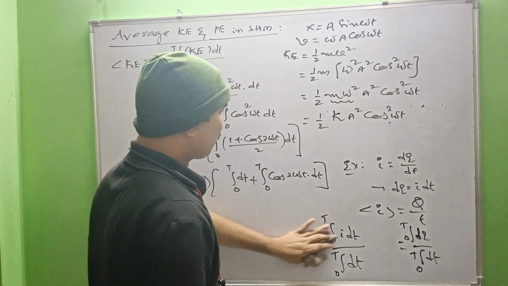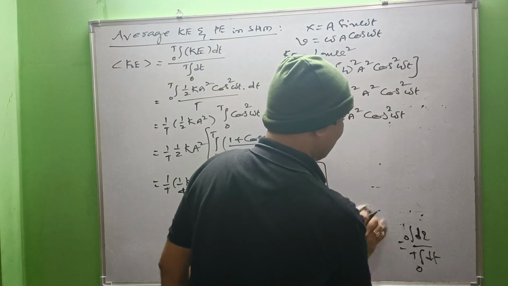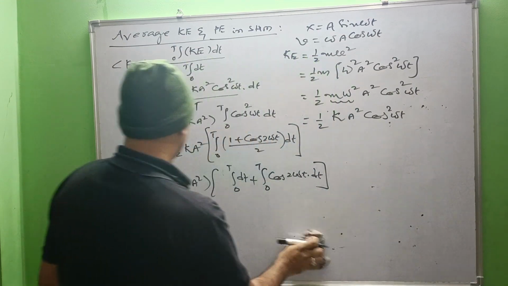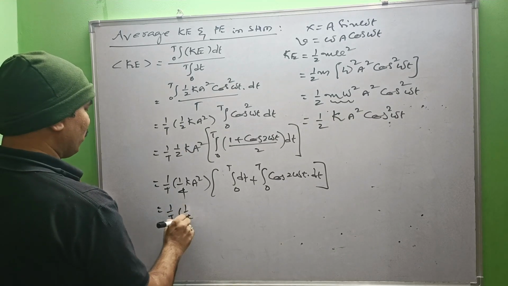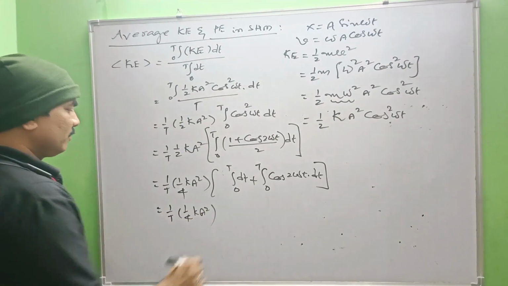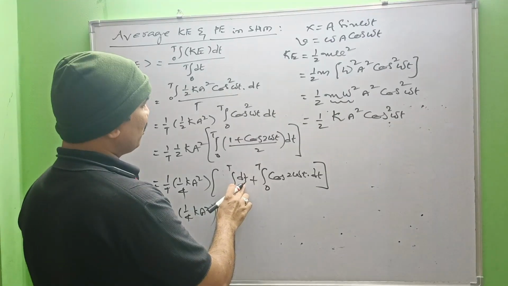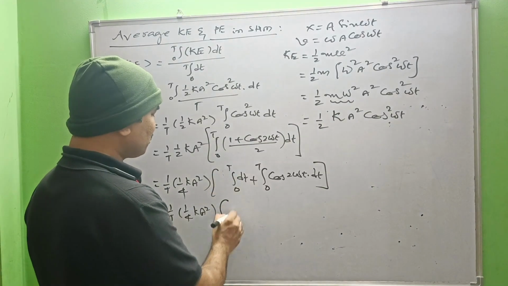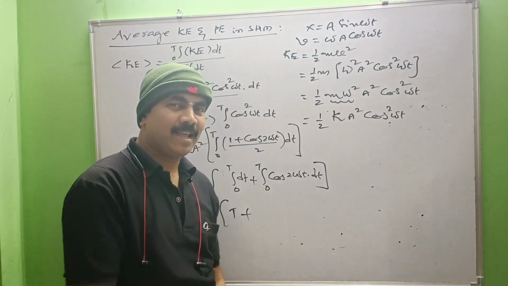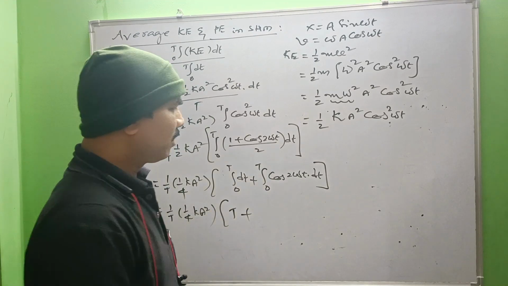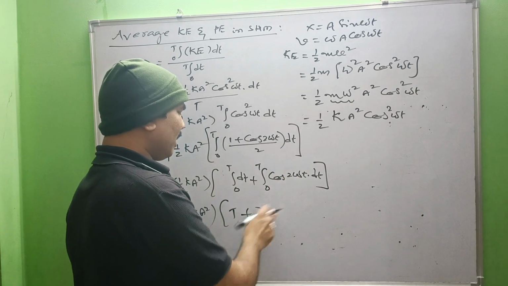One more square bracket. So that is 1 by T into 1 by 4 into k a square. Here integral 0 to T of dt means upper limit minus lower limit, that is T minus 0, T, plus what is the average of cosine or sine within a time interval? That is 0. Why? Because on extending also you can get the same result.